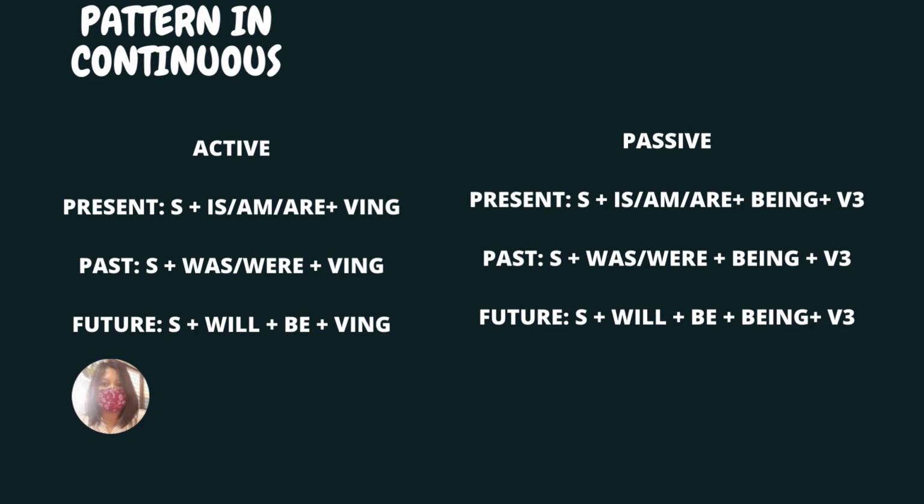And then in the past it will be the same too. Subject plus to be, was or were, plus being plus verb 3. And then for the future continuous, of course, you are going to have subject plus will plus be plus being plus verb 3. Oh yeah, what you should remember, guys, the subject in the passive is the object in the active. Okay, you got it? Thank you. And then we are going to continue from the future.